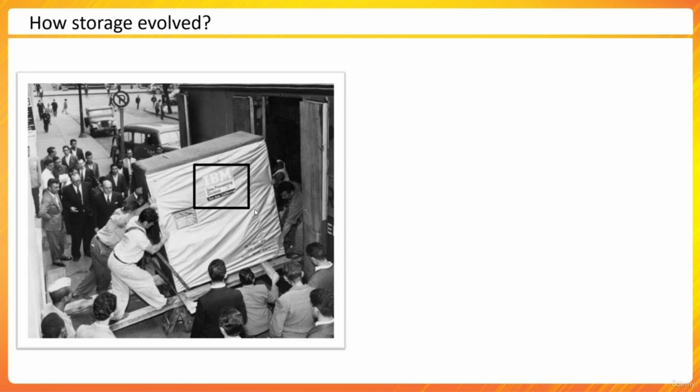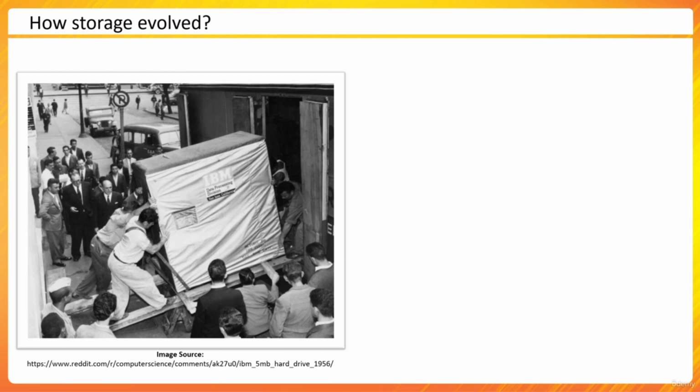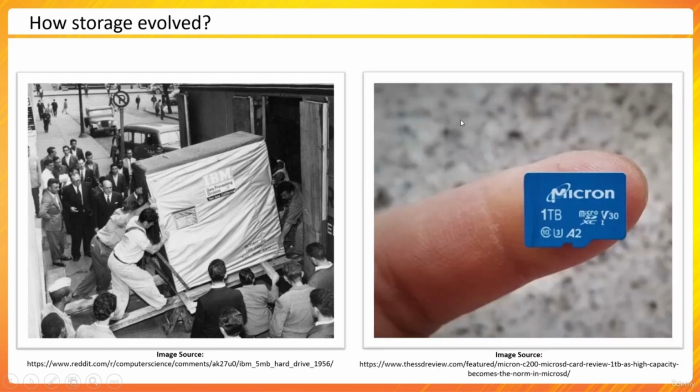What you are witnessing here is a 5 MB hard drive being shipped from IBM. 5 MB. Imagine that. So a 5 MB hard drive is being shipped from IBM, and this was called a portable hard drive. Yes, it is portable with 8 men and 1 van. It is portable. Now, what we are trying to explain here is how storage has evolved. See this picture now. What you are seeing here on your fingertip, there is a 1 terabyte memory card.